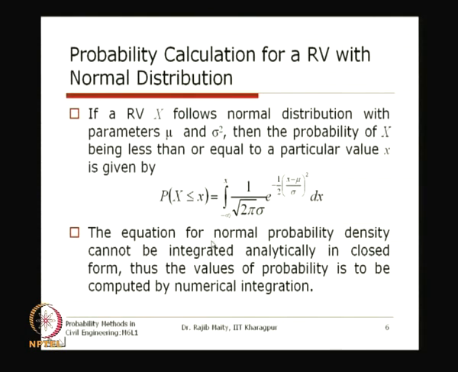Now, this equation for the normal probability density cannot be integrated analytically in closed form, as I told. Thus, the values of the probability have to be computed by numerical integration. Once the parameters mu and sigma are known, if we do this integration numerically for a specific value of x, we will get the probability from minus infinity to that specific value.